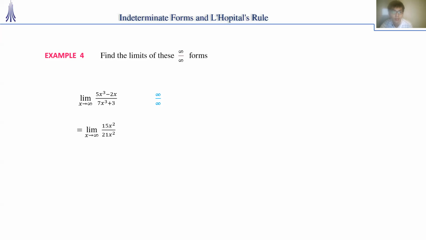We differentiate the numerator and denominator again, so we got 15 times h squared over 21 times h squared. So we differentiate again, we got 30 times h over 42 times h, and we cancel it out, got 30 over 42. So we got 5 over 7, which is the answer.